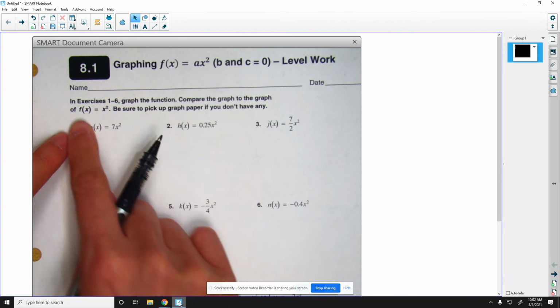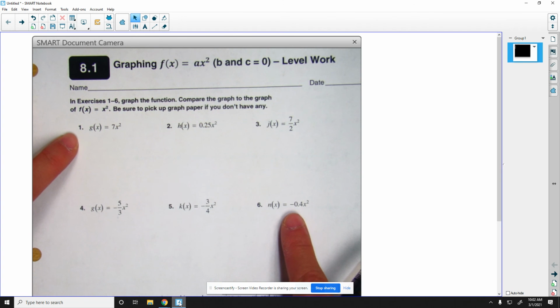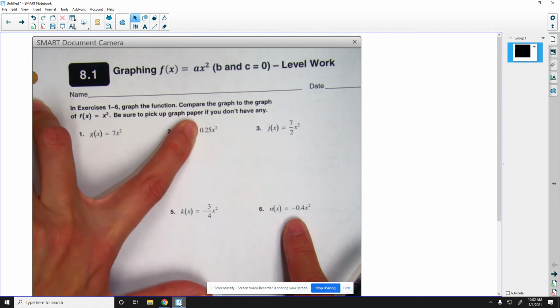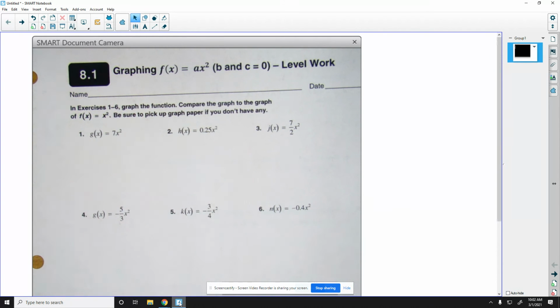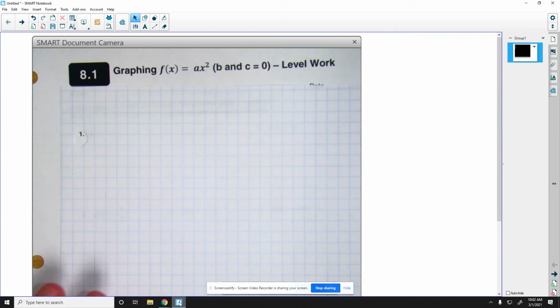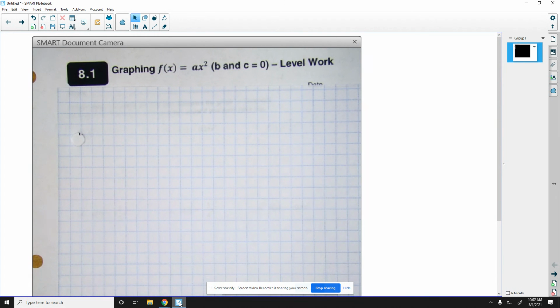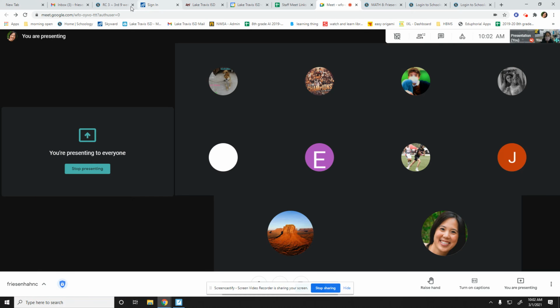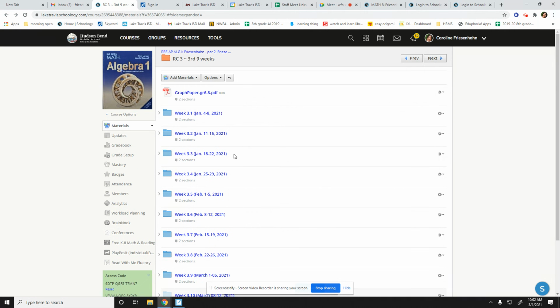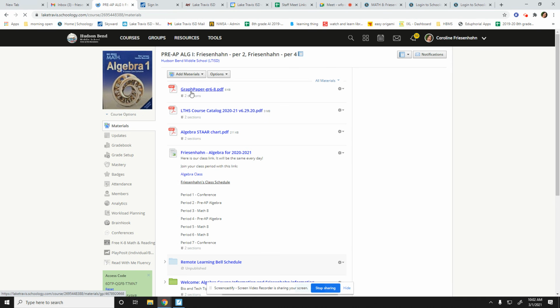Okay, so it says in exercises 1 through 6, graph the function, compare the graph to the parent function, be sure to pick up graph paper. So guys, remember, if you are in person, you could be using one of your graph papers right now. If you are online, what you can do is Google graph paper, or go to Schoology, and when you open up RC3, there's that you can print off or do it on Kami. Or if you just open up your math course, it's also right there.